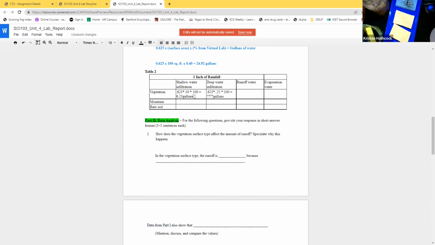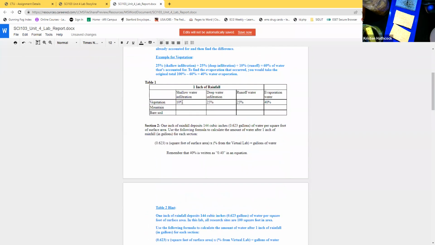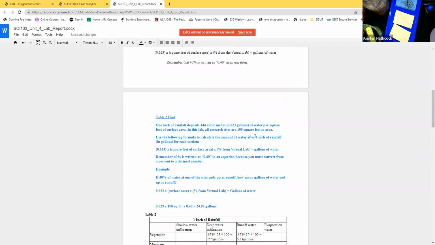runoff, and I put this in the wrong place. That's actually infiltration. So that should be here. I goofed. I didn't read it. So this should have been 25, and this one should have been 10. I don't know why we changed it, but anyhow, okay.